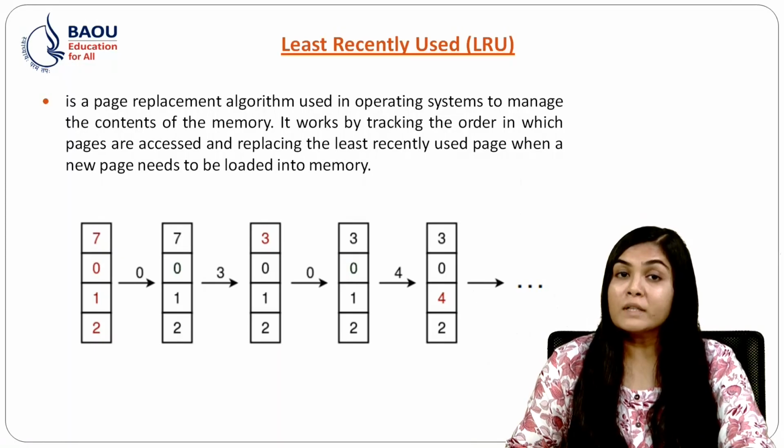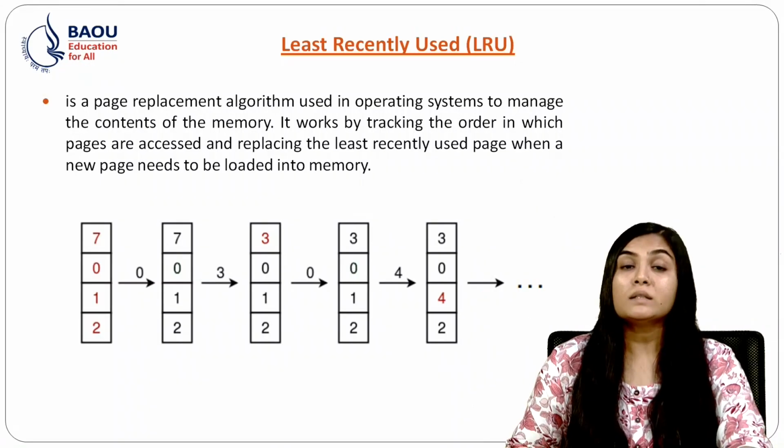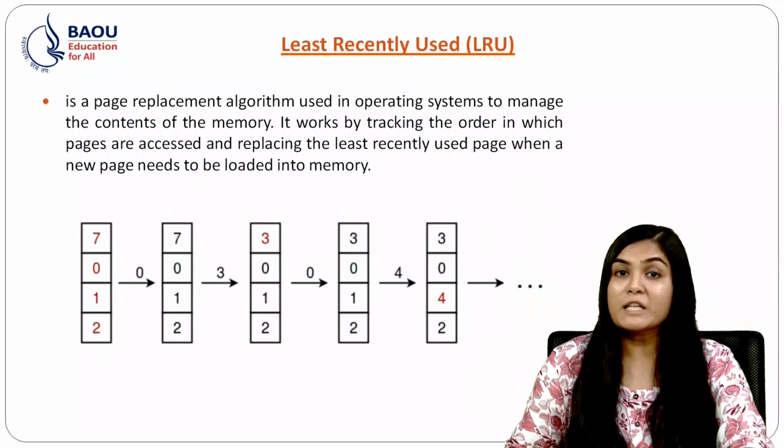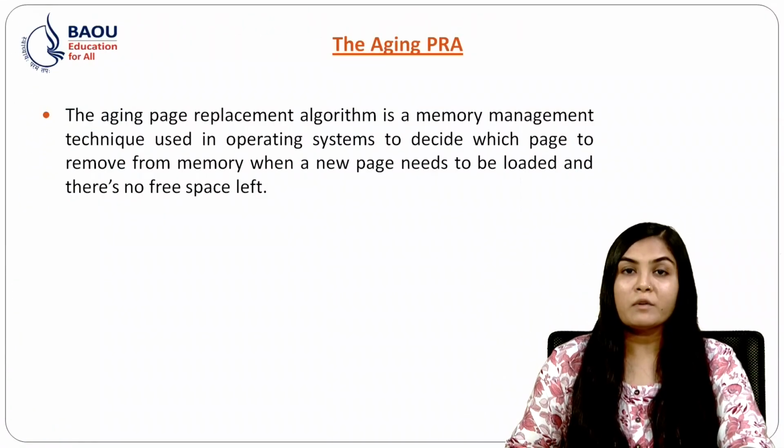Now for the further page reference string, the count will be 0 page faults because they are already available in the memory. So this was the explanation of the least recently used page replacement algorithm. Now next we will understand the aging algorithm, which is the aging page replacement algorithm.